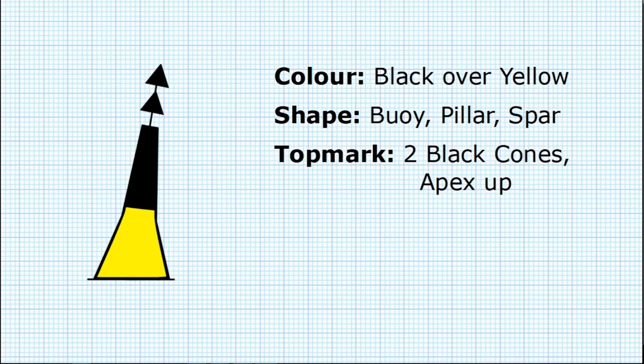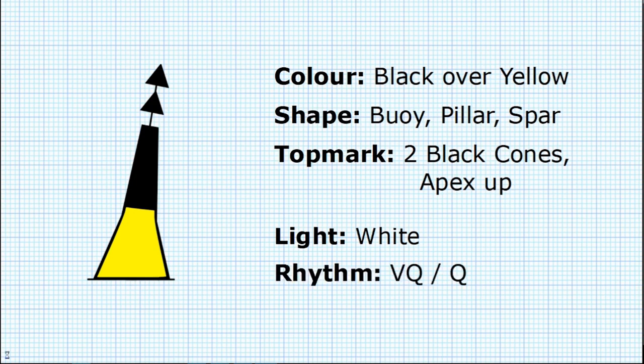We've seen they relate to the colour, but you can also remember north cardinal: north is at the top of the world, the cones are pointing towards the top. And the light is going to be a white light, all cardinals have white lights, and the north one is going to be either very quick flashing or quick flashing.